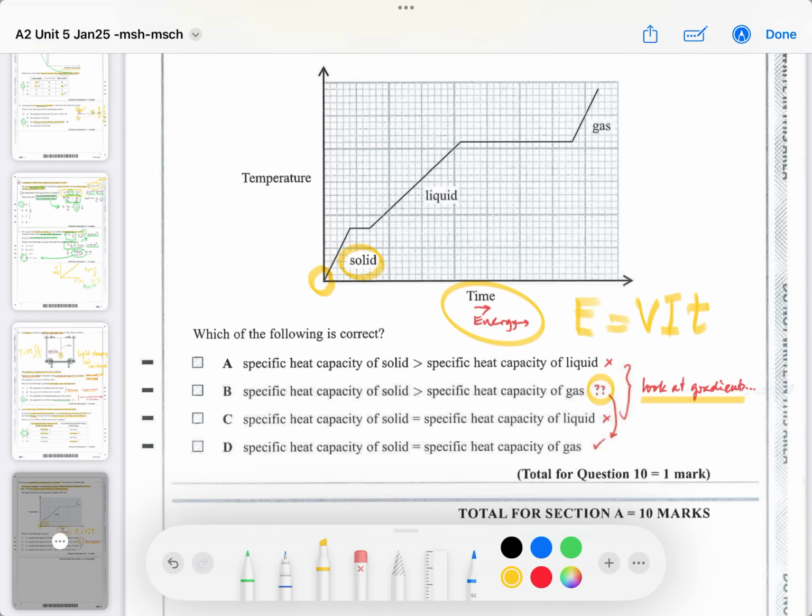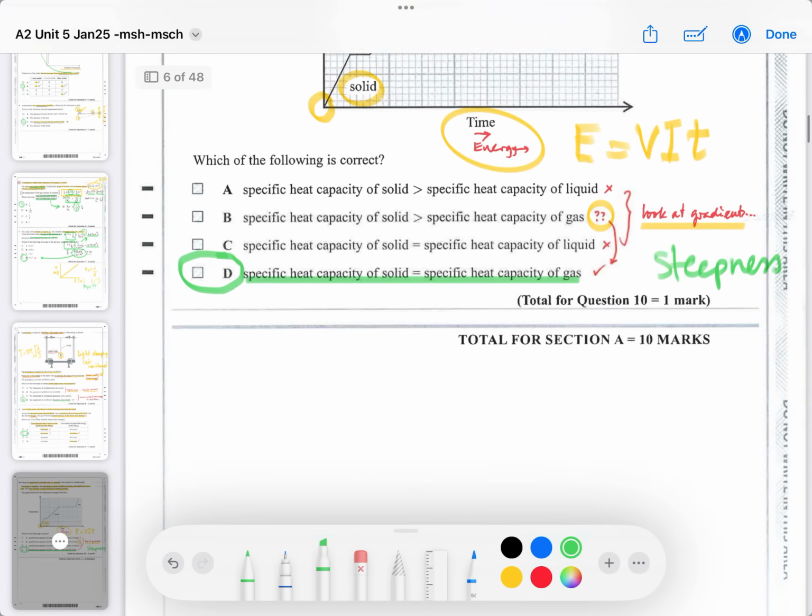Third one says specific heat capacity of the solid equals the specific heat capacity of the liquid. Well, we've already discussed that. A different steepness means they're not equal, and therefore the answer must be D. The specific heat capacity of the solid is more or less the same as the specific heat capacity of the gas because they have the same steepness. So it's all to do with analysing the steepness of the gradient. D. Nice, easy question. I think question 6 was the trickiest in this multiple choice run through.